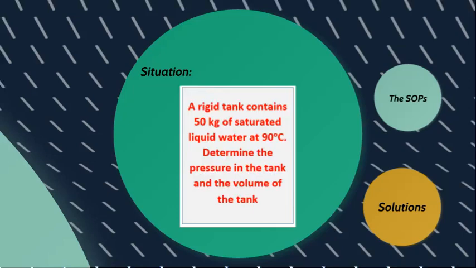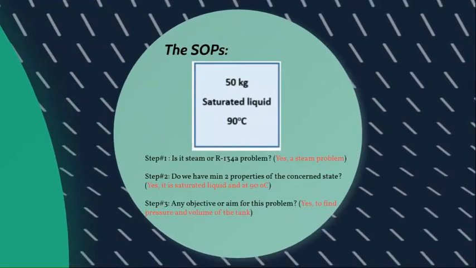Okay, in the situation given here, a rigid tank contains 50 kg of saturated liquid water at 90 degrees C. Determine the pressure in the tank and the volume of the tank. Now, let's go to the SOPs that I have explained to you earlier. By having a simple sketch, you can confirm that you are dealing with a closed system container containing 50 kg of saturated liquid water at 90 degrees C.